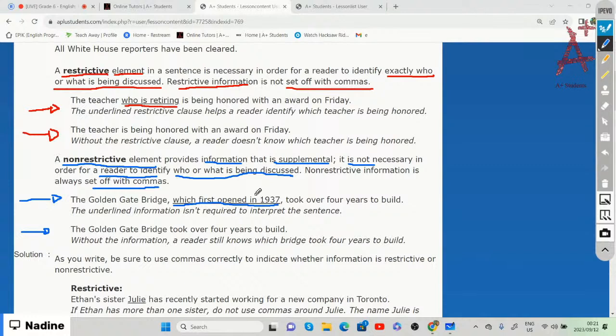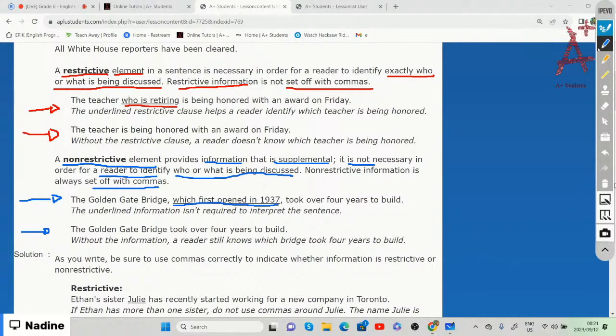Whereas with non-restrictive elements, it is totally different, because without the added information, the reader will still know who or what is being discussed. So the added information is just additional information that is not even necessary or required to interpret the sentence.